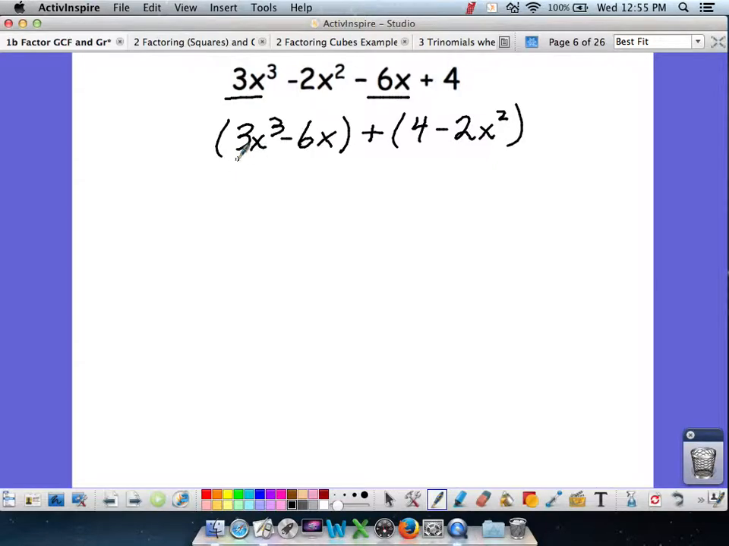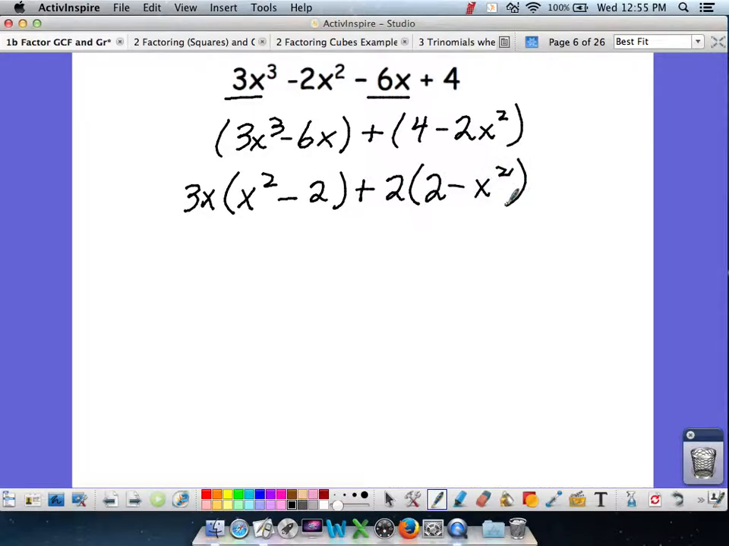And in this first one, what I have in common is 3x. I'm going to take that out. That's going to leave x squared minus 2 when I factor out that 3x from each of these terms. Plus, what I have in common here is just simply a 2. So 2 will go into 4 twice, minus x squared. And I look and say, I'm looking at my 2 binomials. They're exactly the same, except they're the wrong signs.